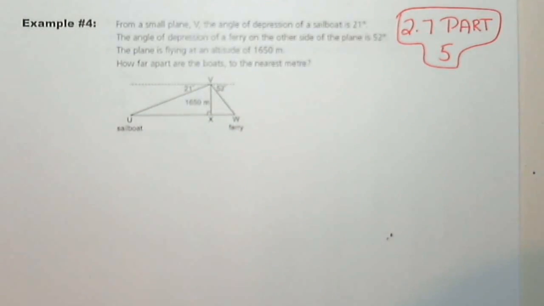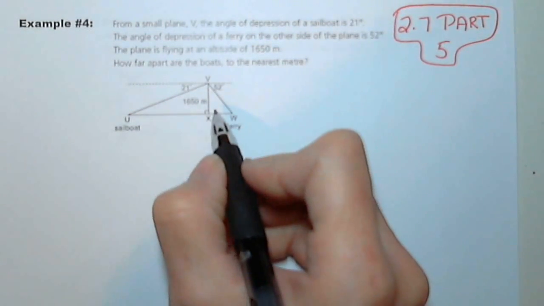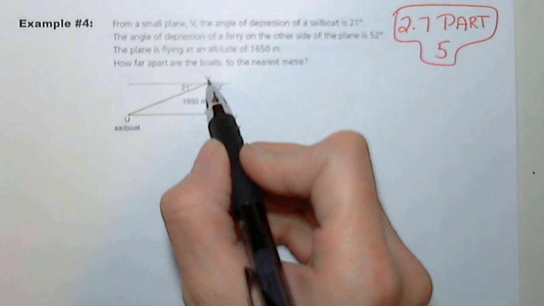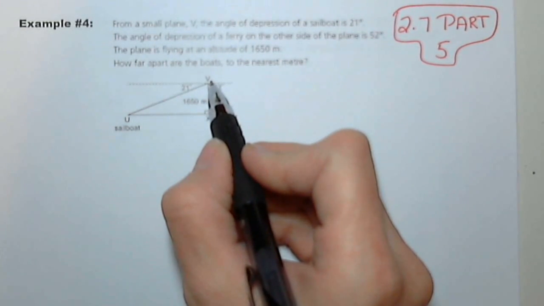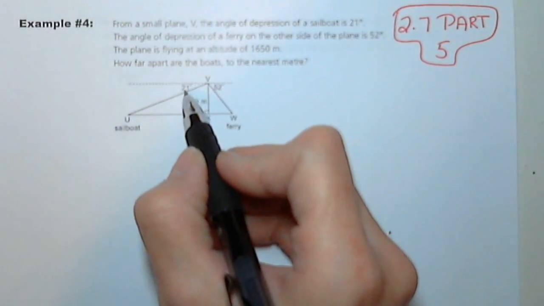This is 2.7 part 5. In this question we have a slightly different scenario than we've had in previous questions. It says from a small plane, so the plane is located right here, the angle of depression of a sailboat is 21 degrees. That means if you're up in the plane, if you look down at 21 degrees, you're going to see the sailboat.